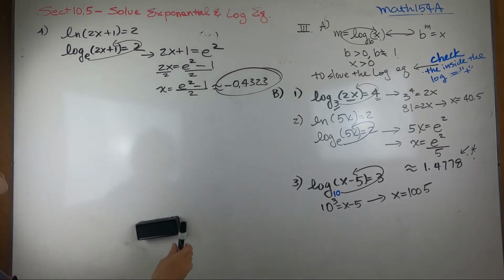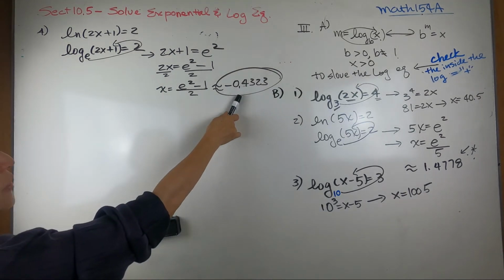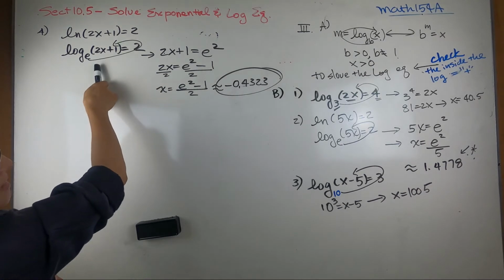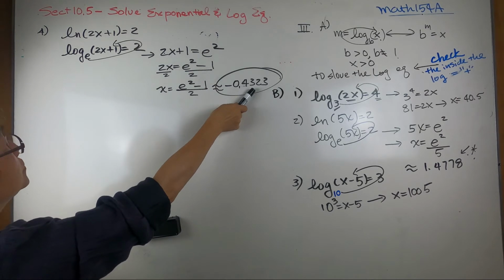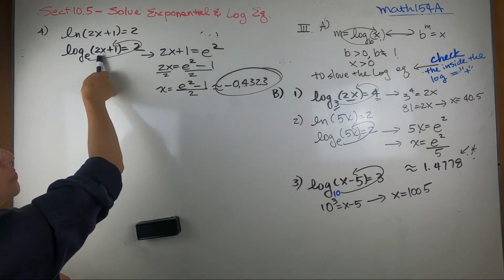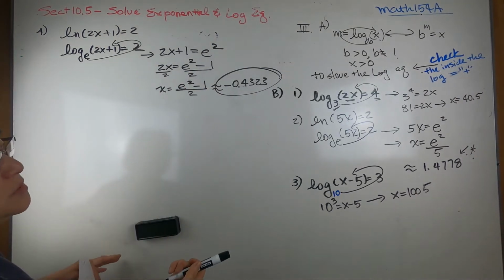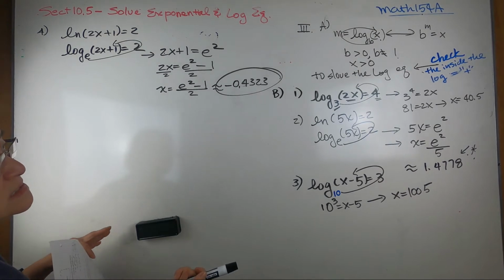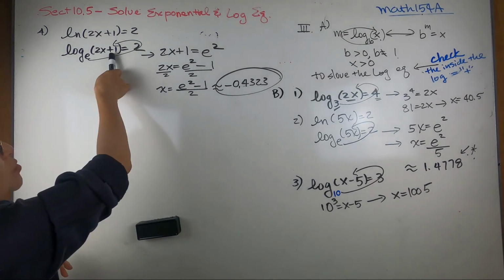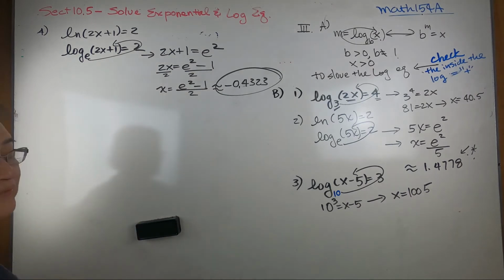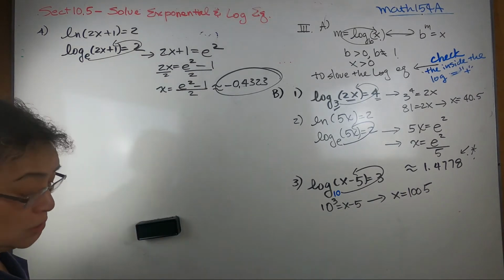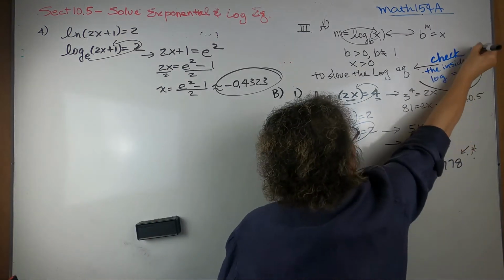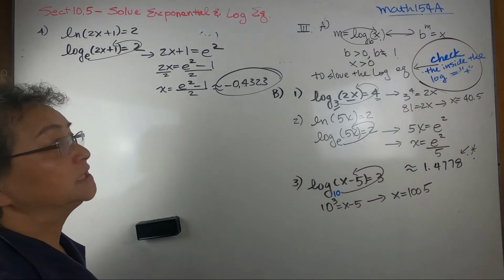Okay? So, can we use this value? Because it's a log, we better check. So you plug in negative 0.4323 times 2, it's a negative 0.86 something. Then plus 1, still positive. Okay? So to make sure, you will always do this. Okay? The checking.